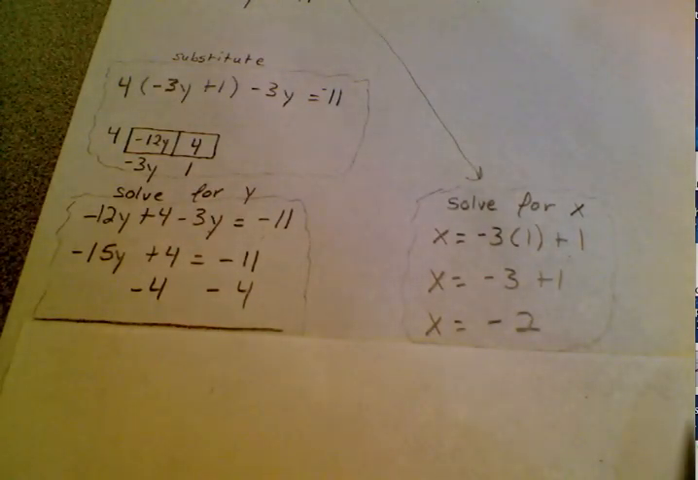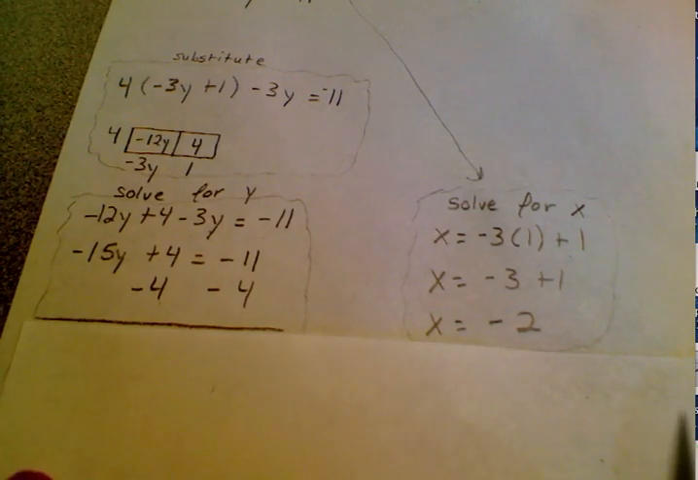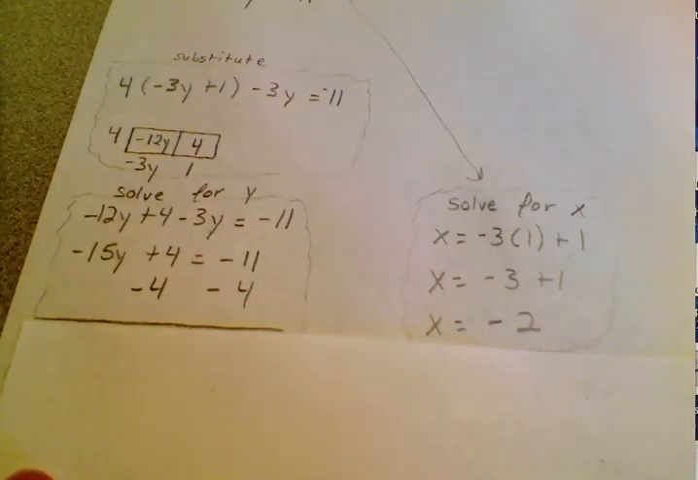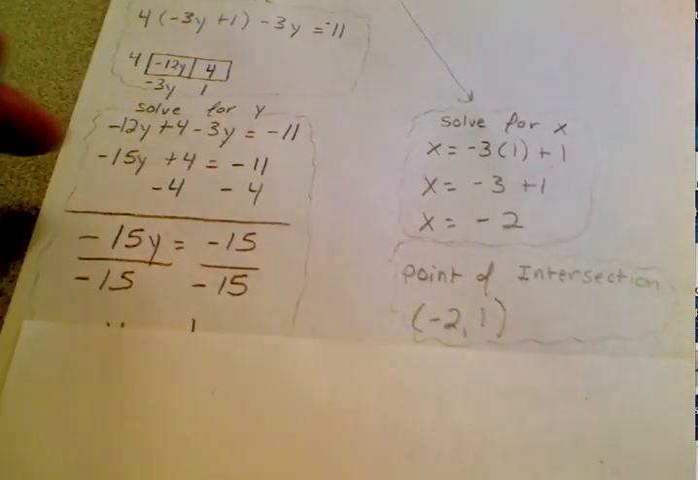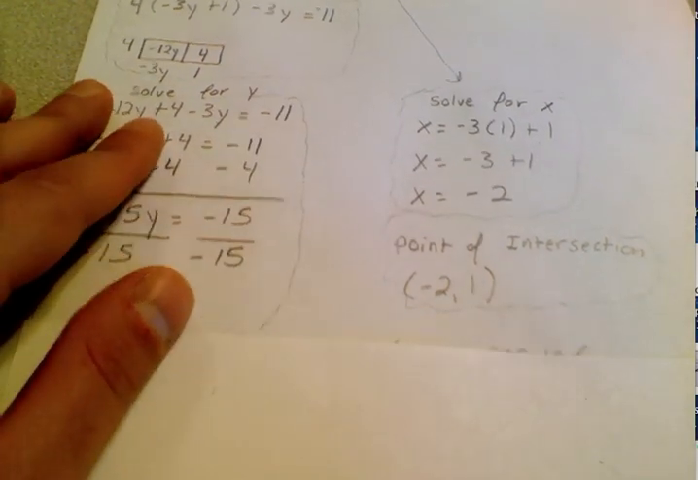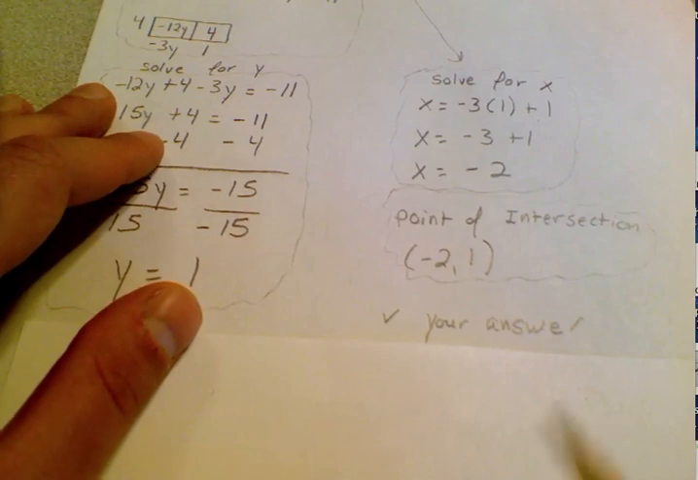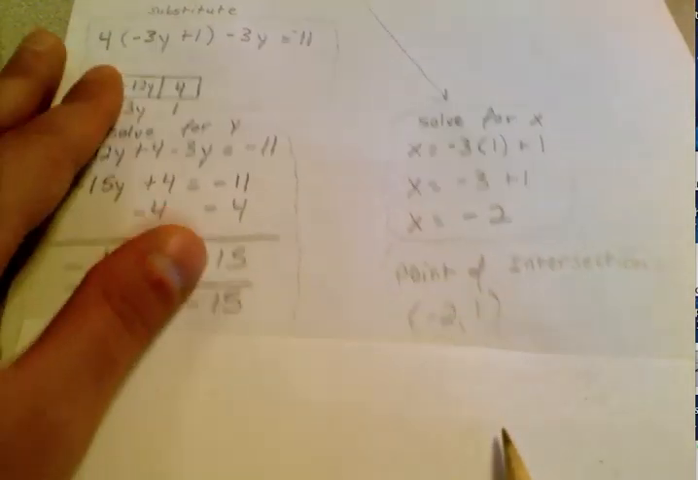And notice now that I'm solving for x here, okay? So x equals negative 2. I just replaced y with 1 to solve for x there. So now my point of intersection here is the point negative 2, 1. And again, to check my answer, I can put this point of intersection in for both x and y.